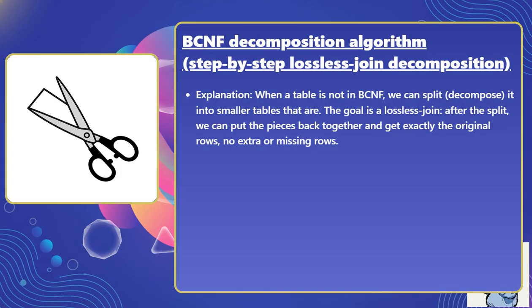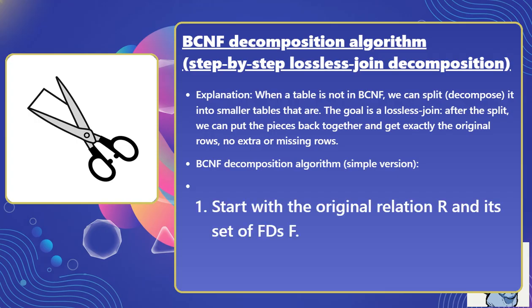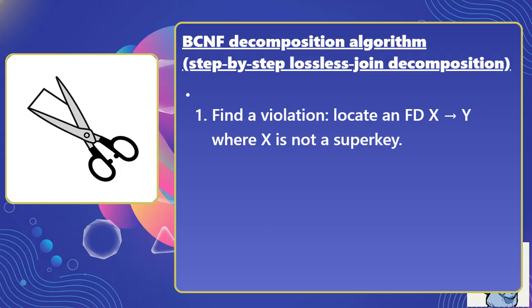Explanation: when a table is not in BCNF, we can decompose it into smaller tables that are. The goal is a lossless join. After the split, we can put the pieces back together and get exactly the original rows, no extra or missing rows. BCNF decomposition algorithm, simple version. 1. Start with the original relation R and its set of functional dependencies F. 2. Find a violation. Locate a functional dependency X determines Y where X is not a superkey.